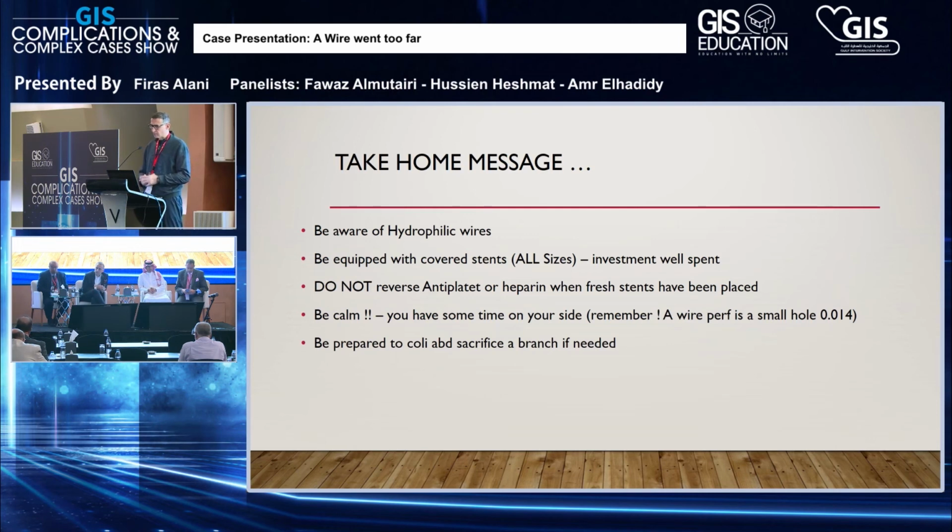Keep in mind that a perf of a wire is a very small hole, and I think just getting your pericardiocentesis kit and getting the patient stabilized, and then you have all the time you need to think, discuss, pull other colleagues, and don't rush any decisions, and really be prepared to coil your branches and sacrifice a branch if needed. Thank you very much.